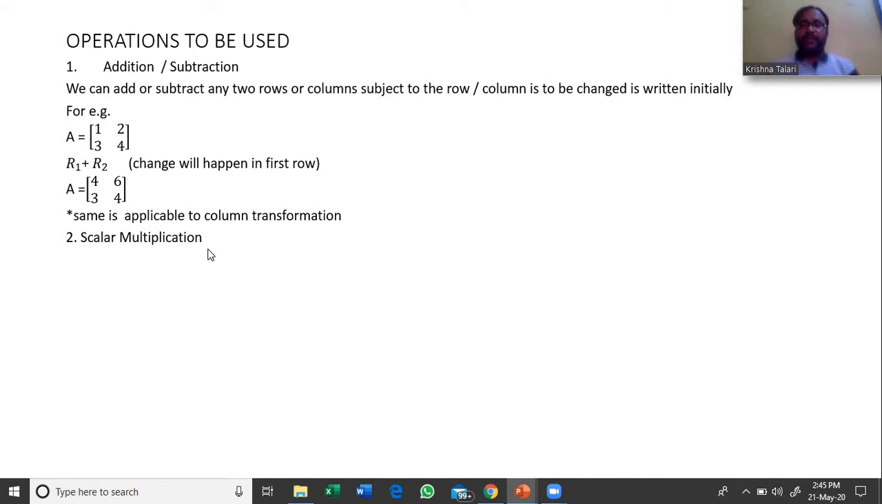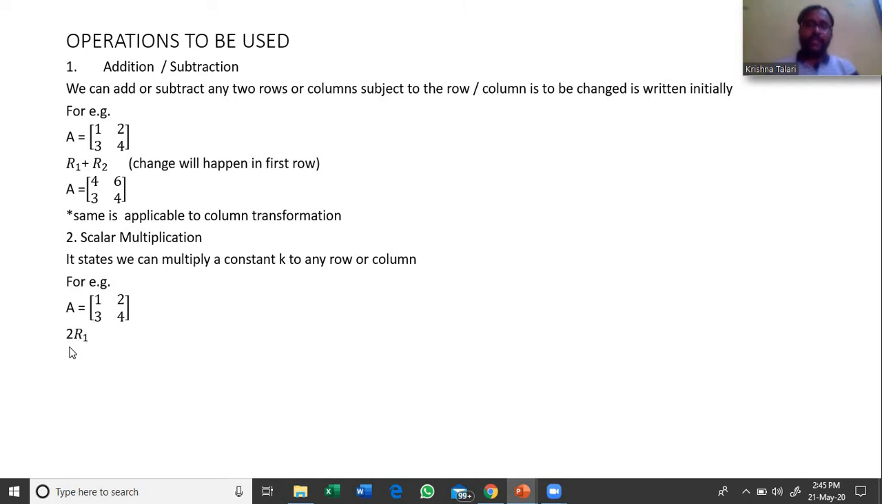Second is scalar multiplication. That is, I can multiply any constant k to any row or any column. For example, you are having the matrix A. Now the operation I am saying is 2 times R1. So I am supposed to multiply each and every element in the first row by 2. So the answer would be 2, 4. Remaining elements in the second row will be unchanged.